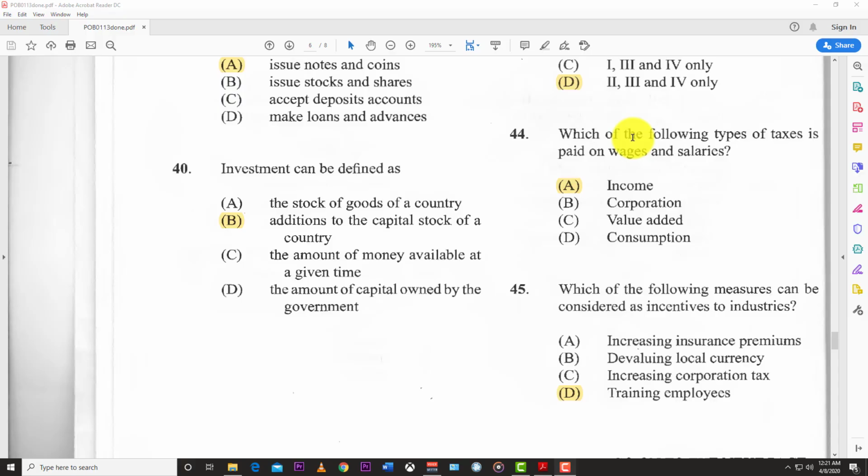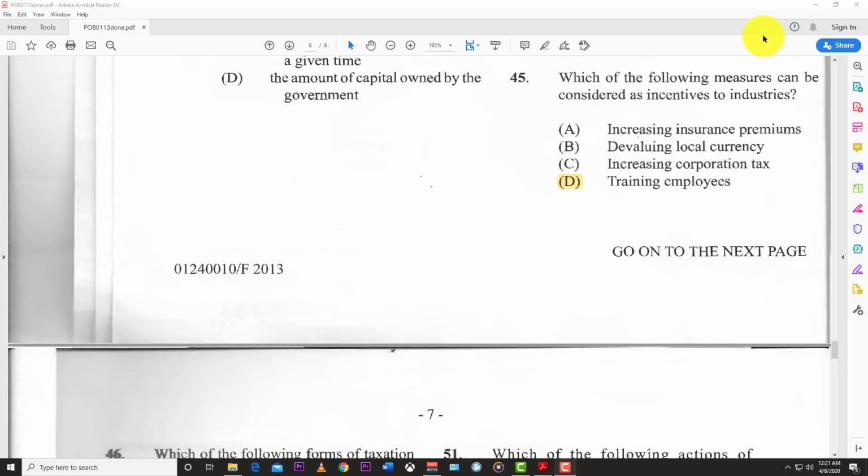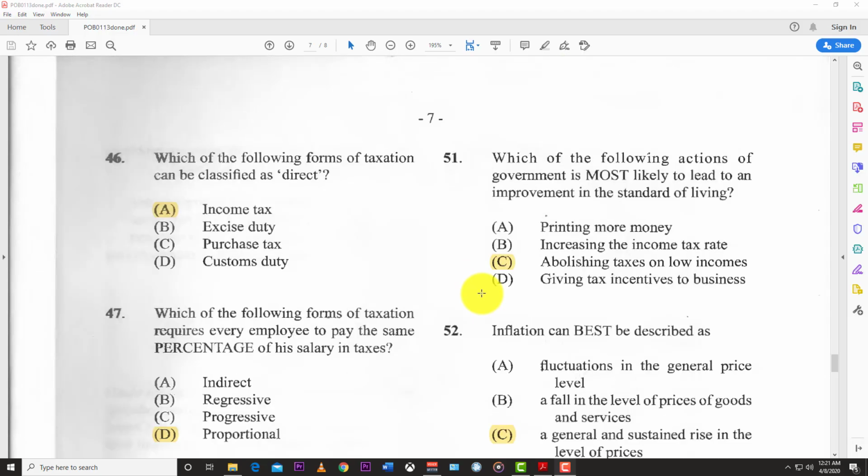44, which of the following taxes is paid on wages and salaries? Income tax, so that's A, income tax. 45, which of the following measures can be considered an incentive to industries? And the answer is D, training employees. Increasing corporate tax, that's not an incentive. Devaluing the currency, not an incentive, makes it more hard to compete. Increasing insurance premiums, that means that a company has to spend more on insurance, that's not a positive step.